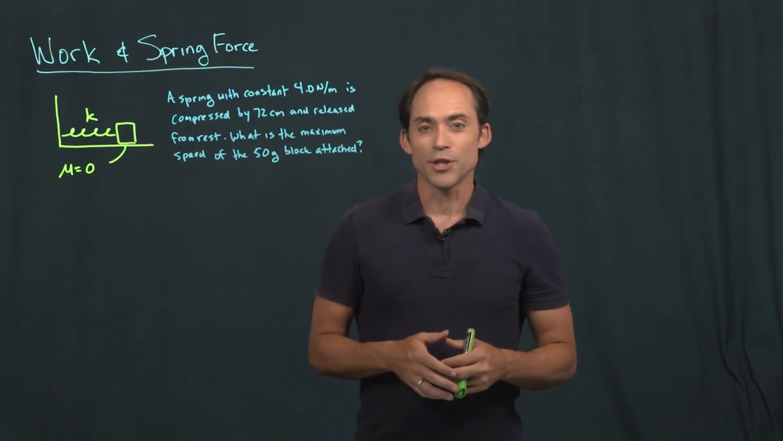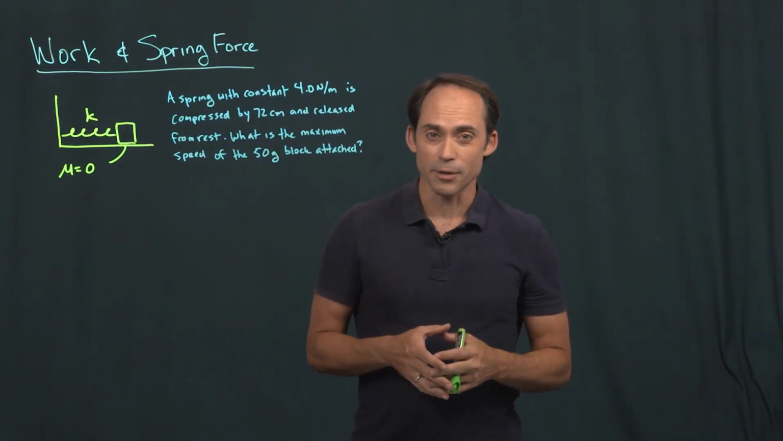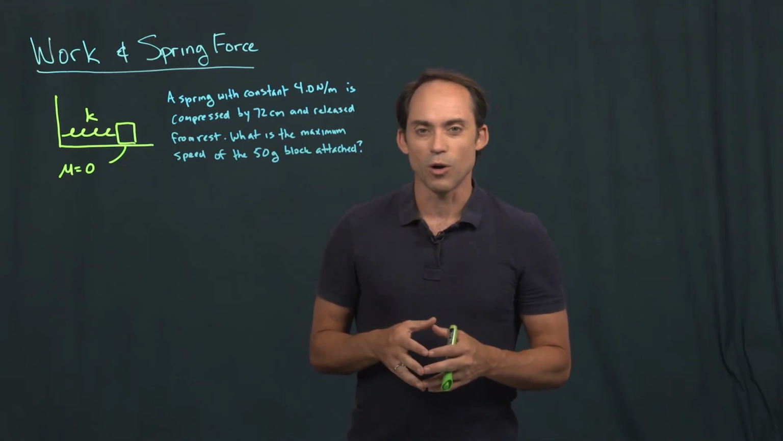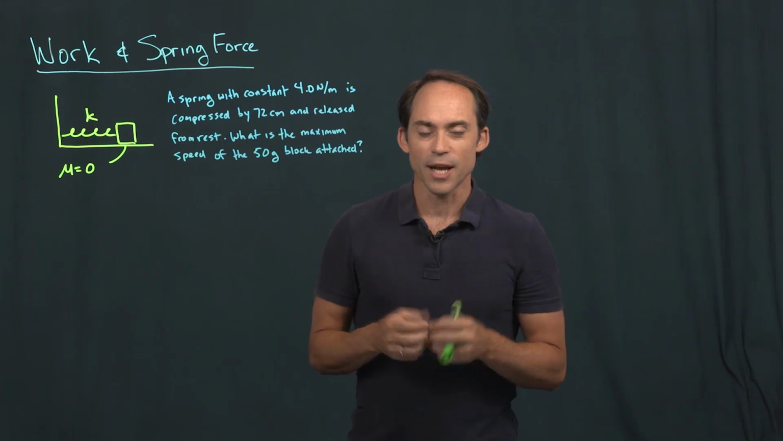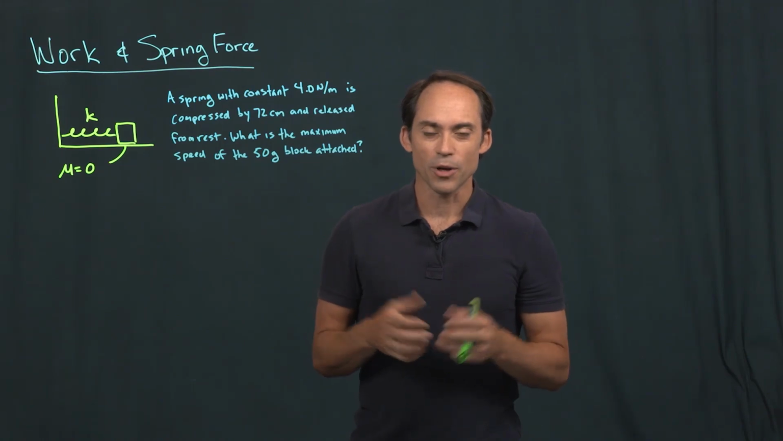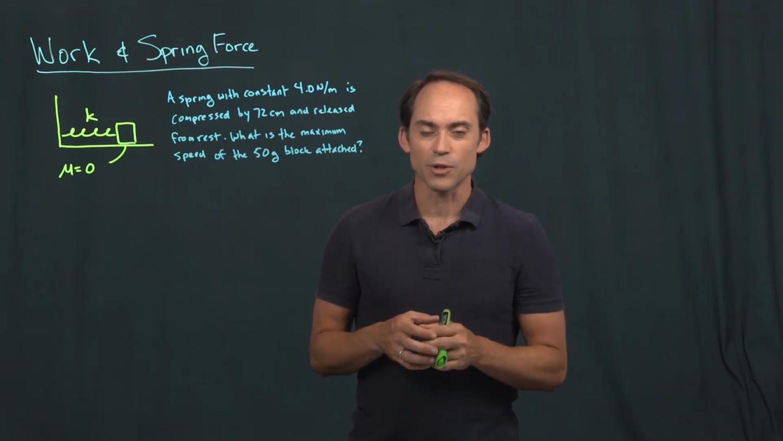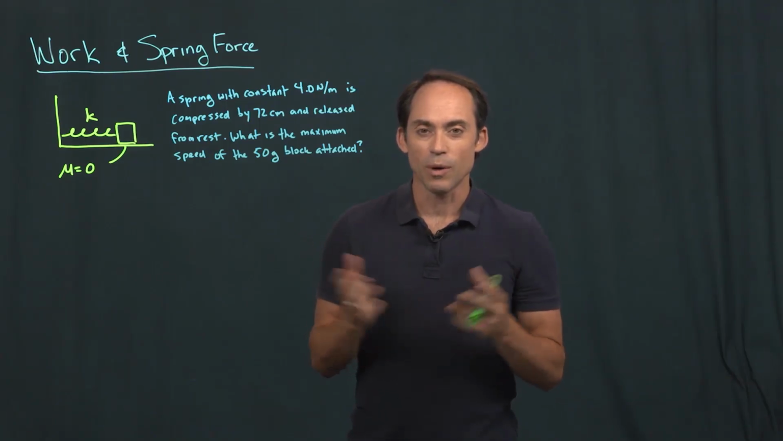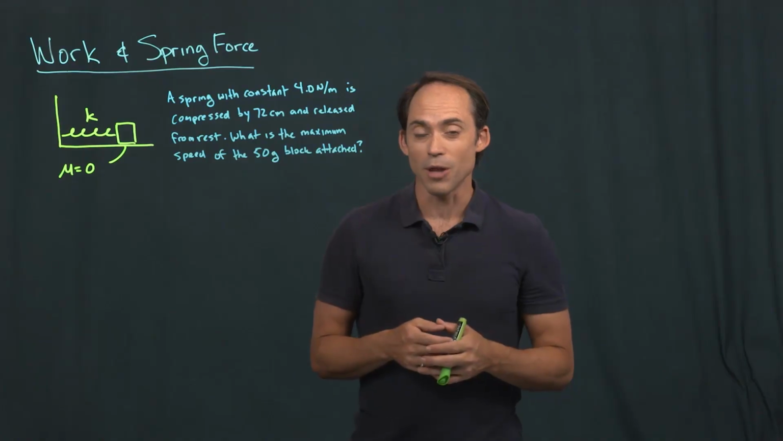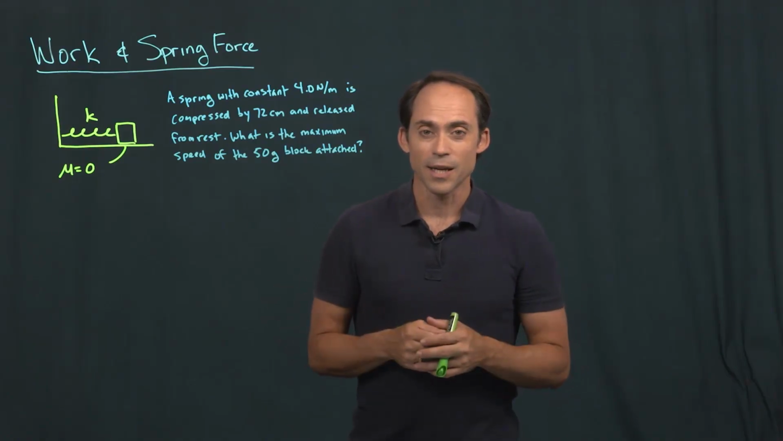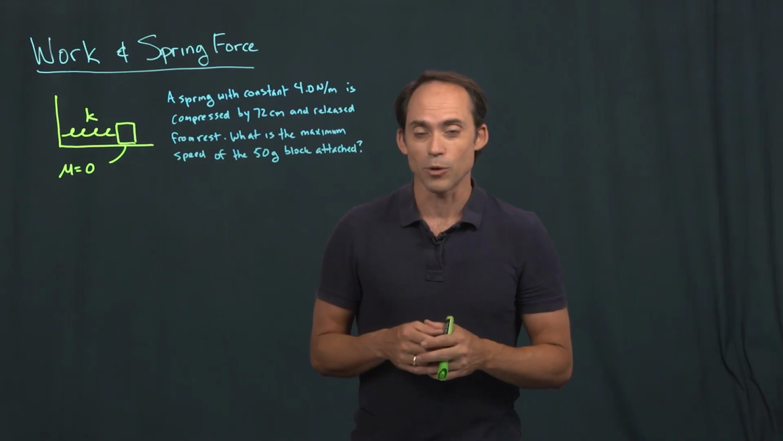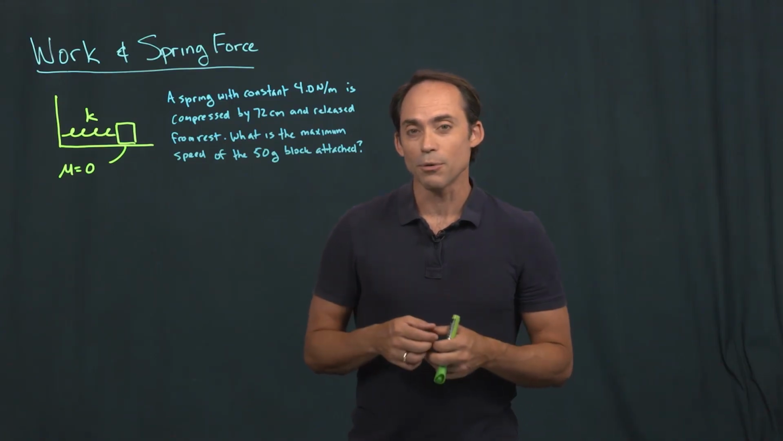So as a first illustration of how we apply our work-energy theorem to a spring problem, let's consider this case where we've got a spring attached to a wall, a horizontal stretch, and then a block attached to the end. And we're going to compress this spring from its natural length by 72 centimeters and then release it from rest. We want to find out what the maximum speed of the block is as it's sliding out. And for this problem, we're going to ignore friction so that we don't have a dissipative force that we have to worry about.